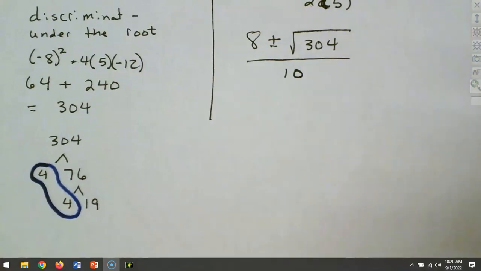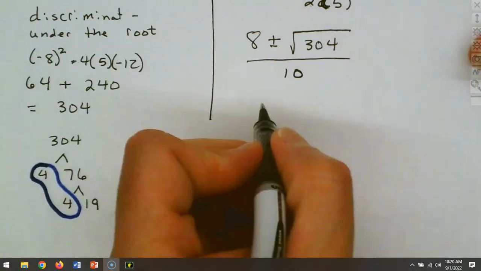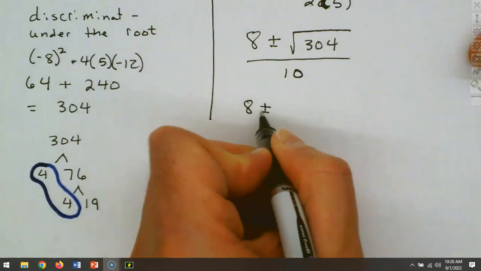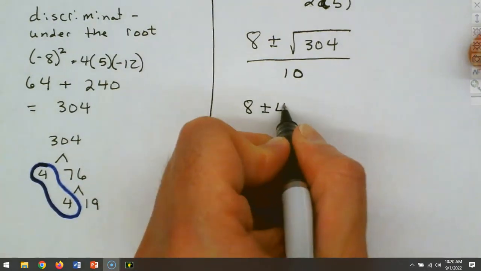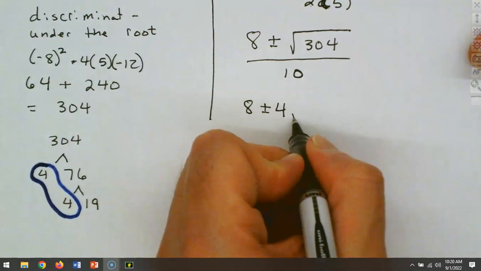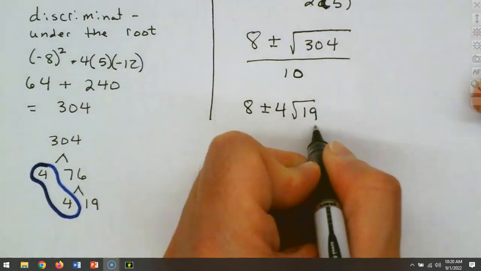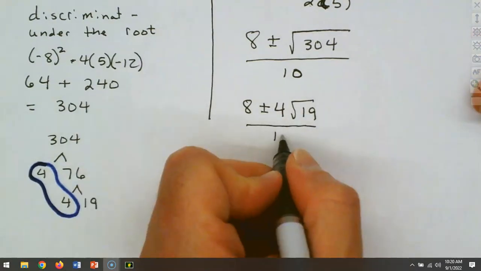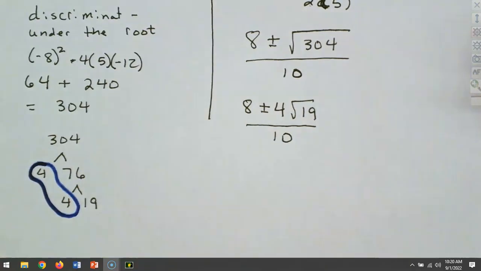So the 4s are going to come out. So we now have 8 plus or minus, now we've got a 4, we've got the square root of 19, and that is over 10. Is everyone okay with how I got to this step? Is everyone okay with that so far?